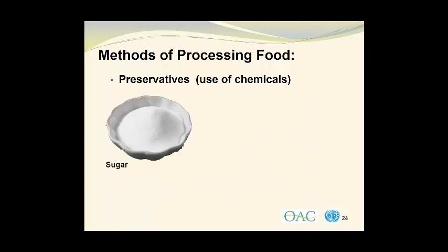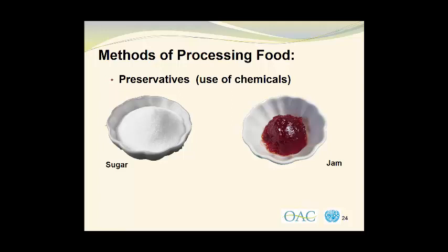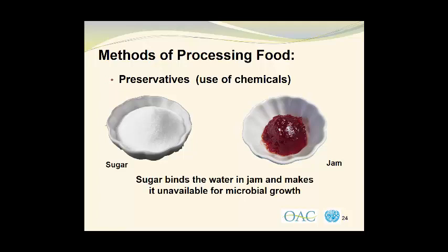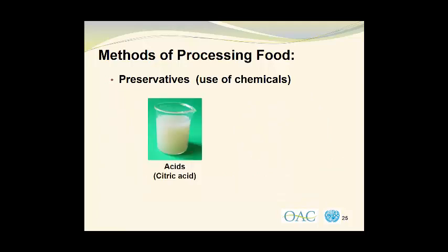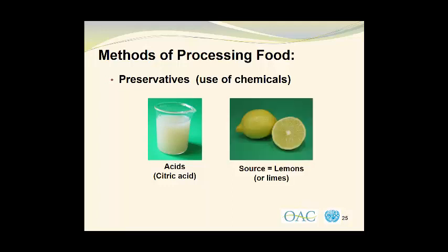Sugar is considered by many consumers to add to the sweetness of jam, but this is only part of the story. The sugar binds water in the jam and makes it unavailable for microbial growth. Acids can be added to foods to create an environment that is unsuitable for microbial growth. Acids such as citric acid, which can be sourced from lemons or limes, are ideally suited for food applications, as are other acids such as lactic acid and several others.